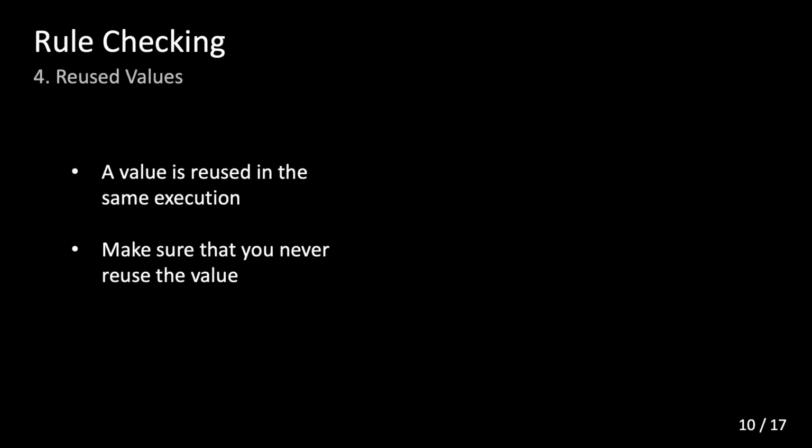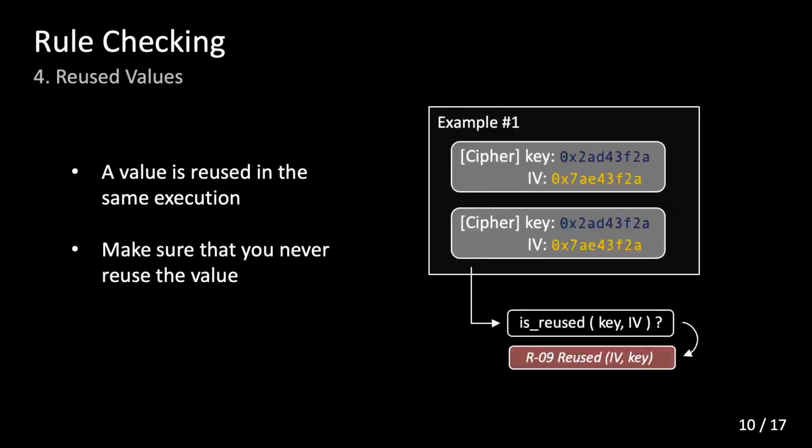Finally, the last checking procedure checks if a value or a combination of values is reused across the same execution of an application. For instance, for rule number 9, we have to ensure that the same pair of key and initialization vector is never used to encrypt different messages. The checking procedure collects all the values from the log and checks if there are duplicates. If there are duplicates, it means that the app has used the same key and initialization vector to encrypt different messages, which should be reported as a violation.